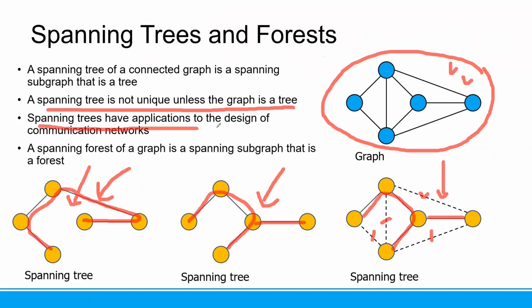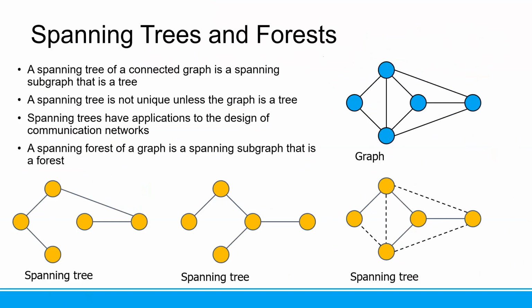Spanning trees have application to the design of communication networks. If you know, in our school we have Wi-Fi. The Wi-Fi nodes are also a kind of spanning tree. We can connect one node of the Wi-Fi to another node of the Wi-Fi, and they should be connected. We can also have a spanning forest of a graph. It is a spanning subgraph that is a forest. The forest means a collection of trees, so some of them might be non-connected graphs.